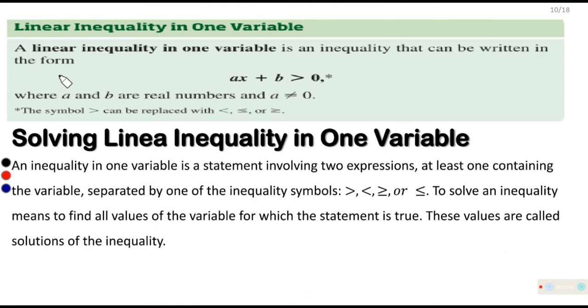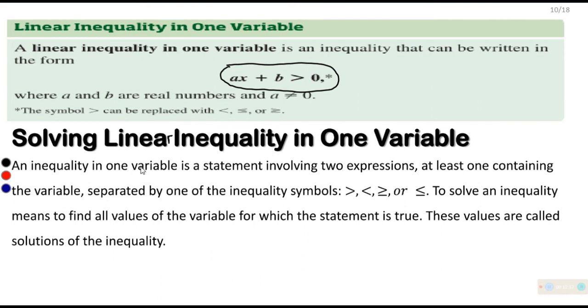Now we want to look at solutions of linear inequality in one variable. These are inequalities that can be written in the form ax plus b greater than or equal to 0, where a and b are real numbers and a is not equal to 0, because when a equals 0, the inequality becomes a constant or a numerical inequality. The symbol greater than can be replaced with any of the inequality signs. If we are solving a linear inequality in one variable, we solve it the way we solve an equation, taking into consideration the signs of the inequality.